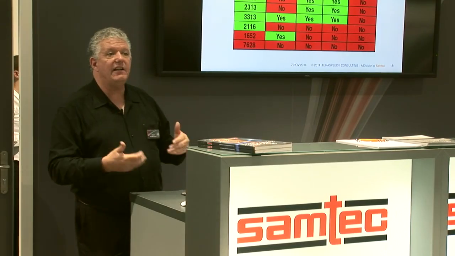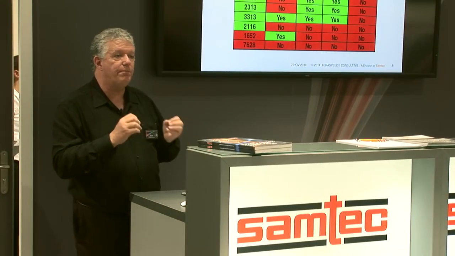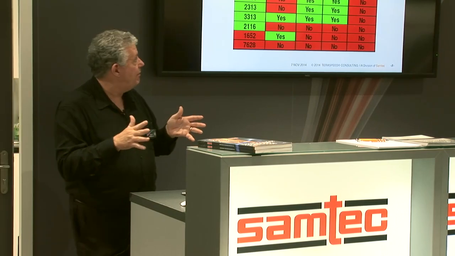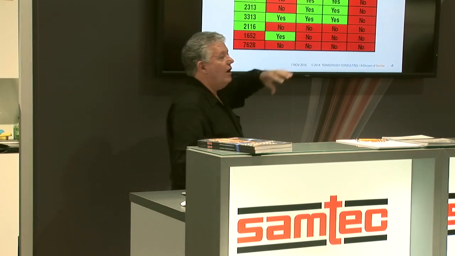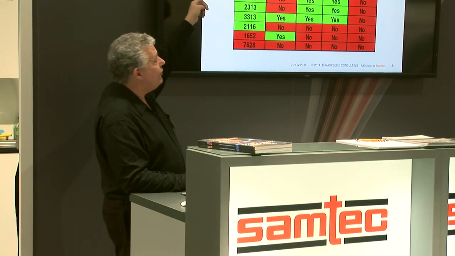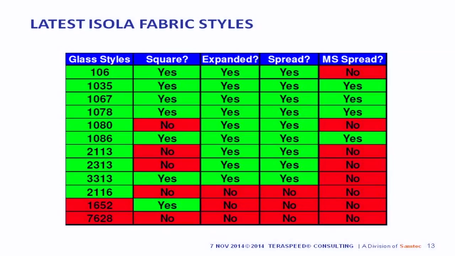And then finally, mechanically spread says they've actually used a process to physically spread those fibers out, which is a very reliable process. And what we find is, once we look at all the materials, the new high-performance materials are 1035, 1067, 1078, and 1086. Those are reliably spread. The other one that can be used that is somewhat spread is 3313. So for high-performance designs, those are the fiberglass choices that we have.